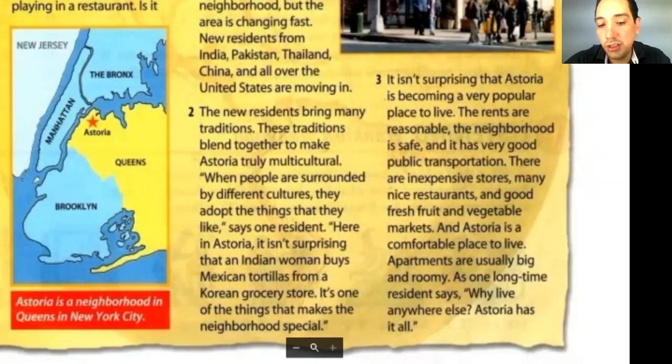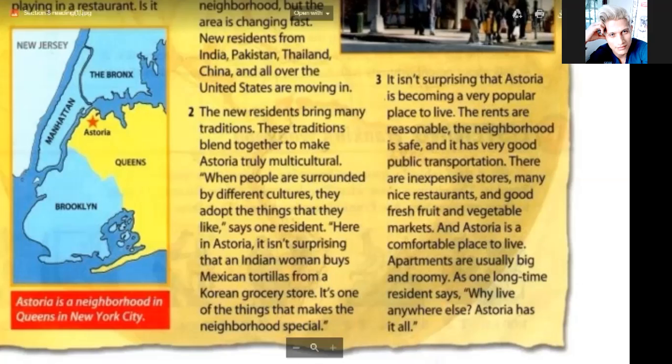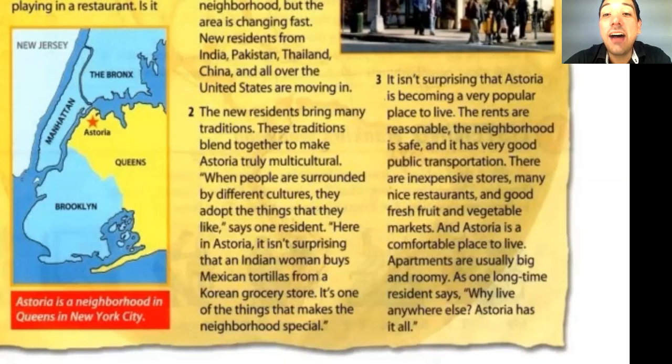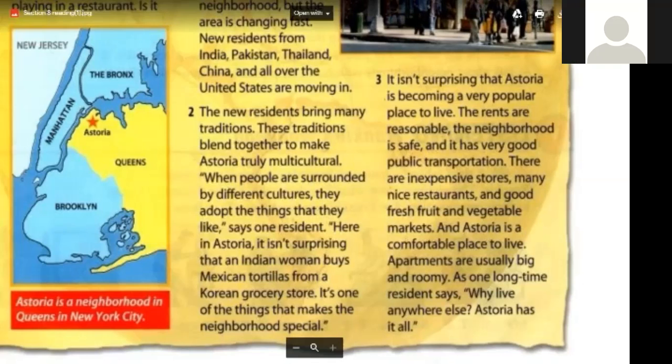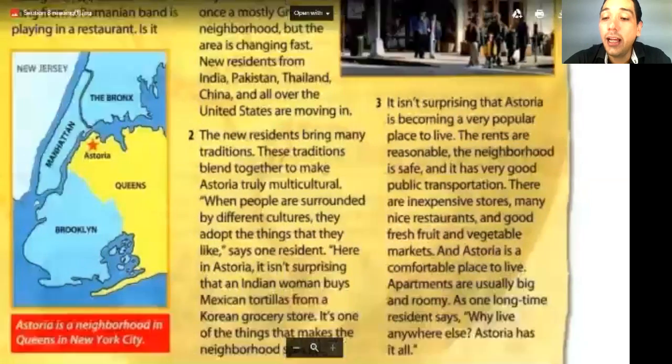Any other? Grocery store. We know what a grocery store is. Una abarrotería, okay. La tienda de comestibles, sí, abarrotería. A grocery store. Okay.